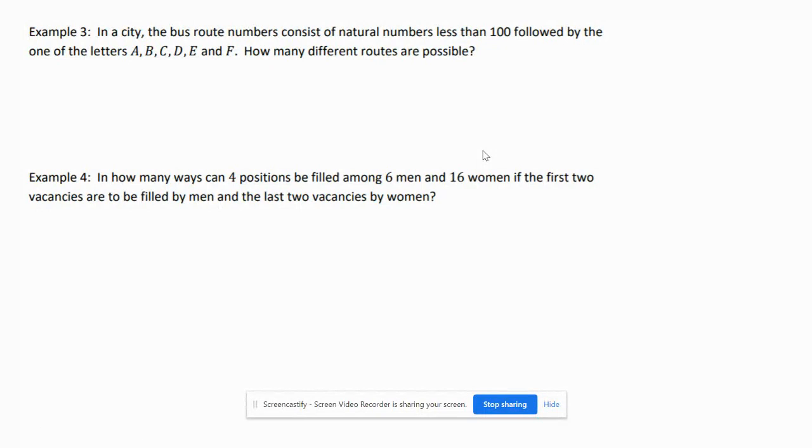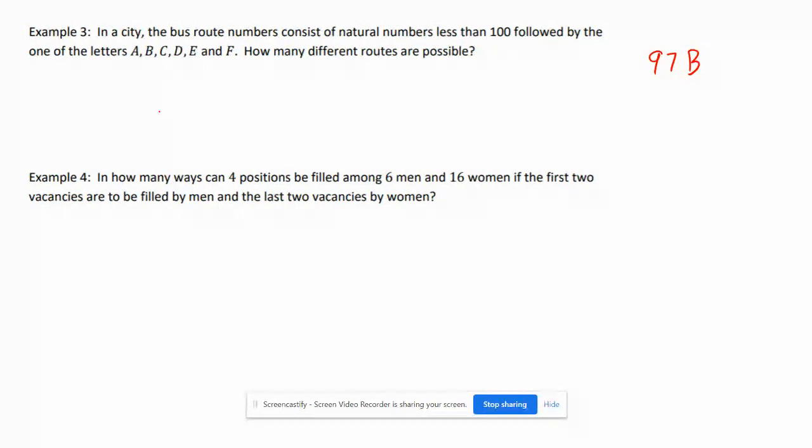In a city, bus route numbers consist of natural numbers less than 100, followed by the letters A, B, C, D, E, and F. So natural numbers are like 1, 2, 3, 4, 5, 6, 7, 8, 9, 10. That means no 0, no negative numbers, and no decimals or fractions in there. How many different routes are possible? So, for example, 97B could be a bus route in this situation over here.